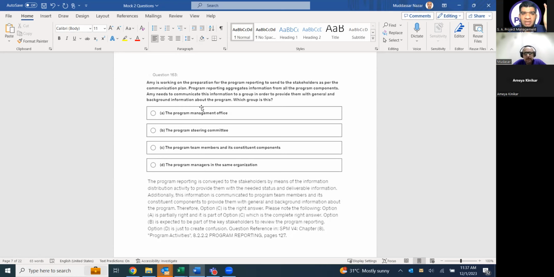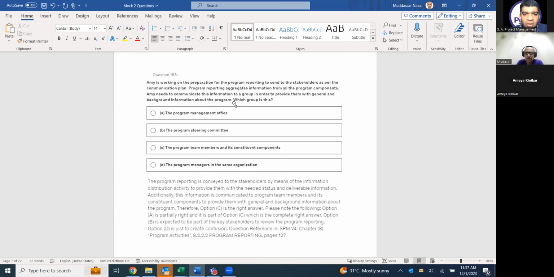Okay. Amy needs to communicate this information, which will come from the components, to a group in order to provide them with general and background information about the program. Which group is this? So you have to talk to your components first. Yes. If I tell a stakeholder, the steering committee is at the top. The more you go up, you have to give them the summarized document. This is the final decision making authority. You give them the package.